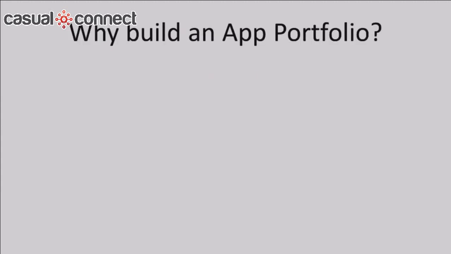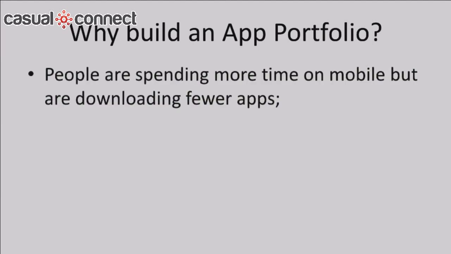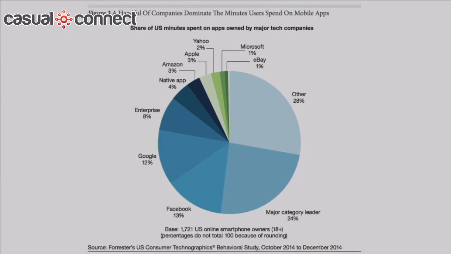So kicking off the presentation, why build an app portfolio? People are spending more time on their mobile devices, but they're actually downloading fewer apps. Just a couple of data points here. This is share of US minutes spent on apps owned by major tech companies, and you see that a couple of big companies own a lot of mobile time, and then the category leaders are the big games in the various verticals, right?